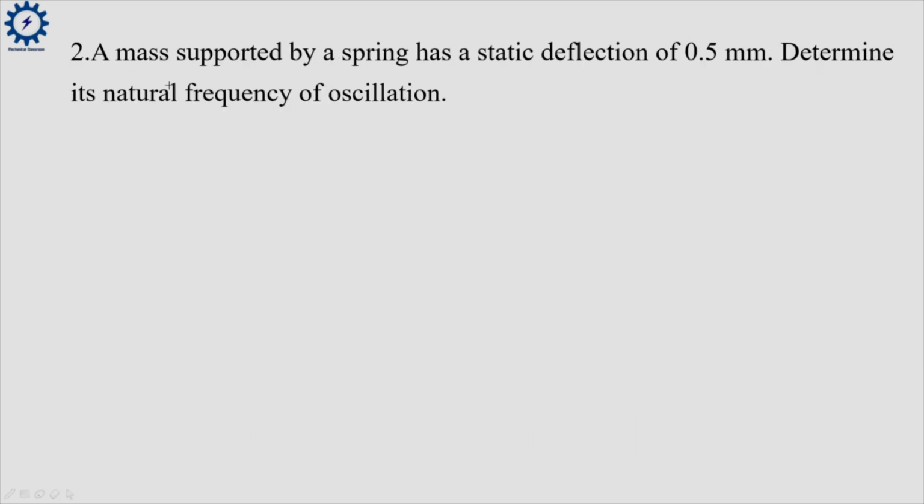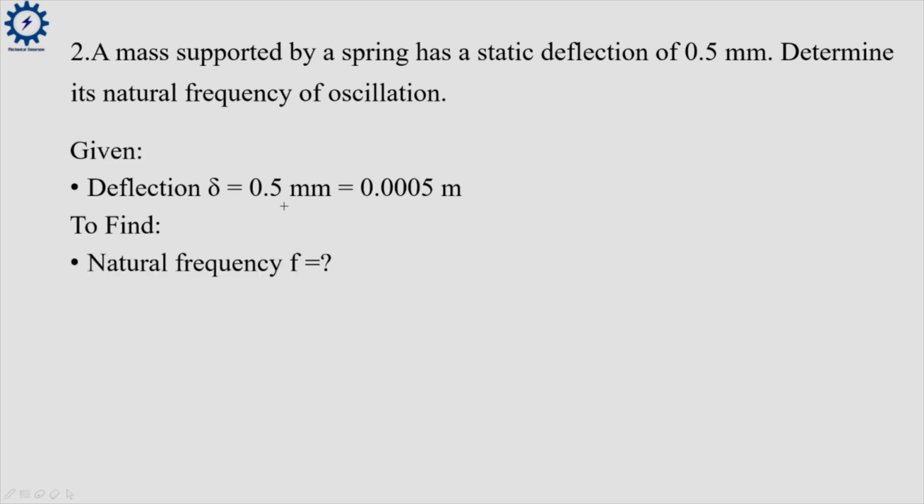Now second problem: a mass supported by a spring has a static deflection of 0.5 mm. Determine its natural frequency of oscillation. Write down the given data in SI unit. Delta equal to deflection, delta equal to 0.5 mm. We are converting this into SI unit, meter. We have to determine natural frequency f.